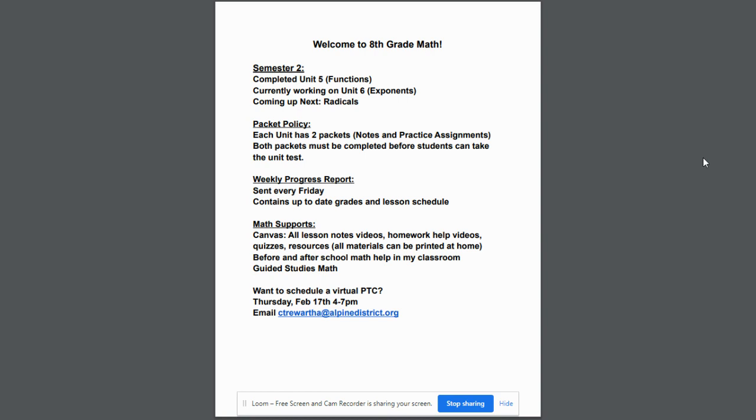If packets are turned in after the review day, then they lose 50% of their points. So it's important that students get those packets done and get them done on time. It's also important to learn the material and practice the material before they take the test, which is why we've implemented this policy.